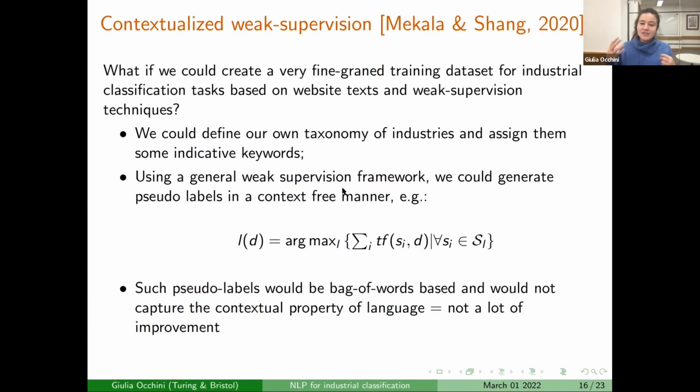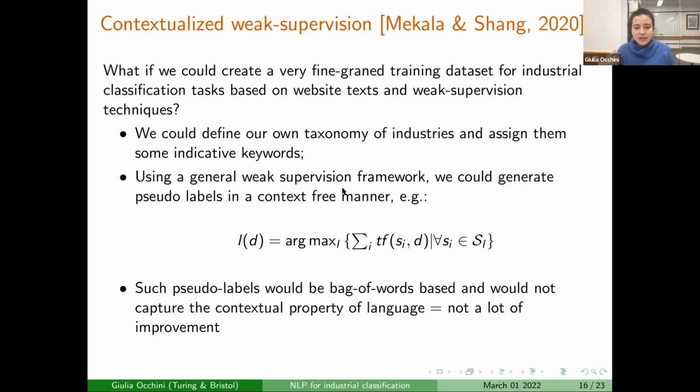So the method is based on the idea that we could define our own taxonomy of industries and assign them some indicative keywords. We could then use our own taxonomy of industries as a training data set to in the future fine-tune a big language model and do some transfer learning and use this data to classify websites of industries that we've never seen. So using a general weak supervision framework, we could generate pseudo labels in a context-free manner.